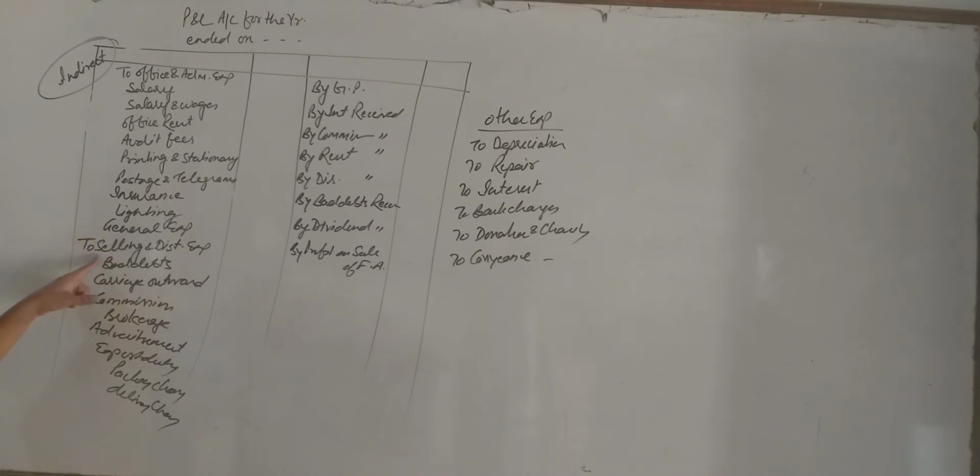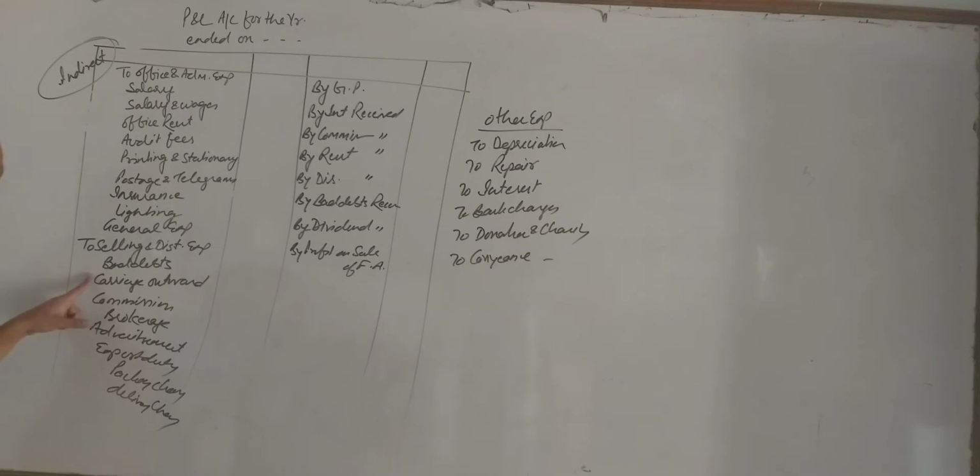Then we have selling and distribution expenses. Expenses related to sale of goods or distribution of goods to the customer. Bad debts, carriage outward. Carriage inward is direct expense. It is related with the trading account.